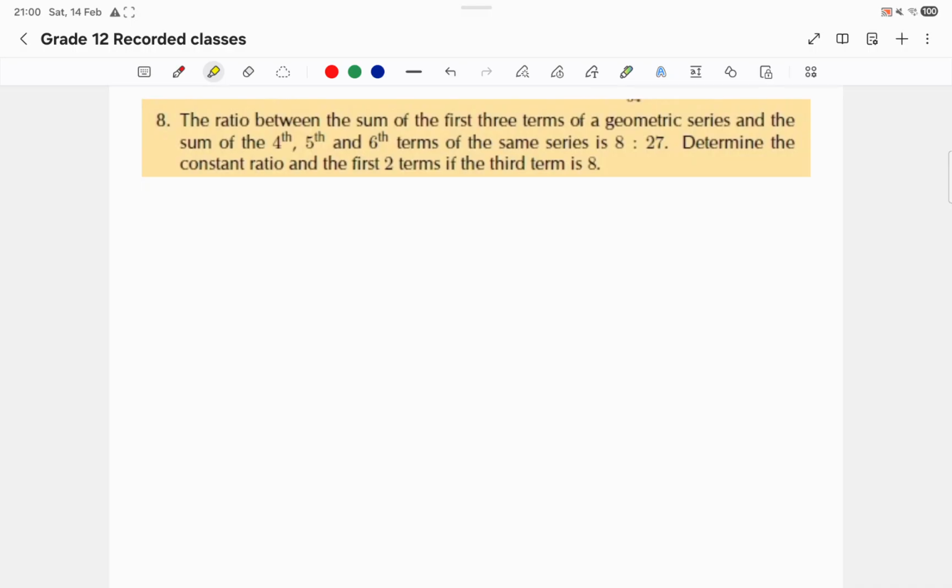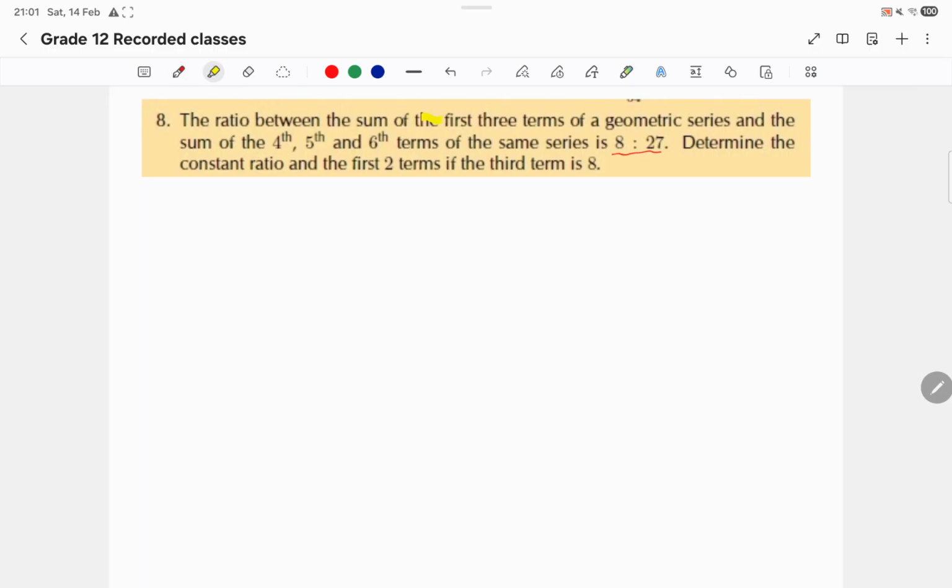Let's look at this question here. They told us that the ratio between the sum of the first three terms of a geometric series and the sum of the fourth, fifth, and the sixth terms of the same series is given by. So here's your ratio. What does this mean?